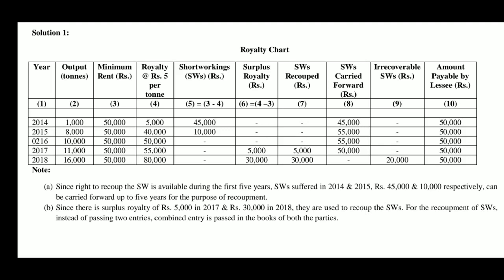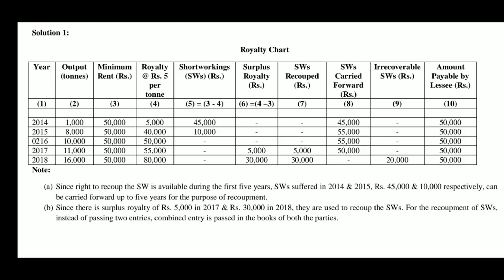Since in the first 2 years there are short workings, we cannot have surplus royalty. Surplus royalty means excess of royalty over minimum rent. See the third year. Third year royalty is 50,000, minimum rent is also 50,000. There is neither short workings nor surplus royalty.